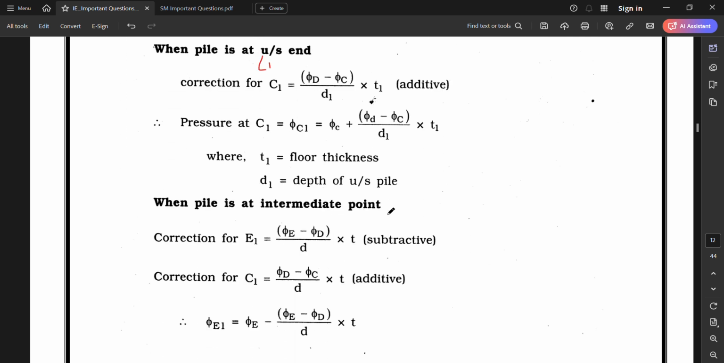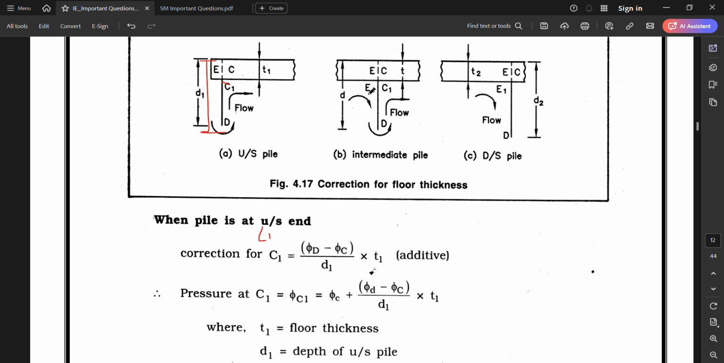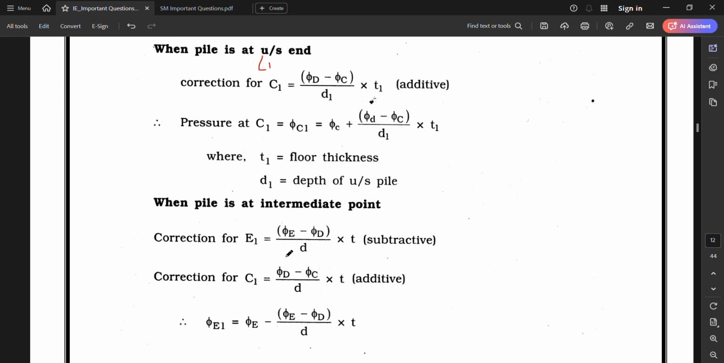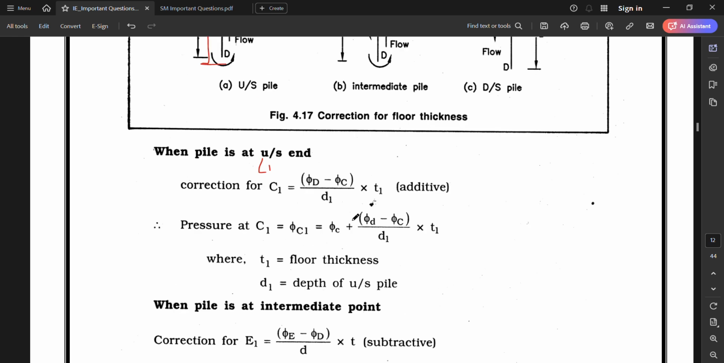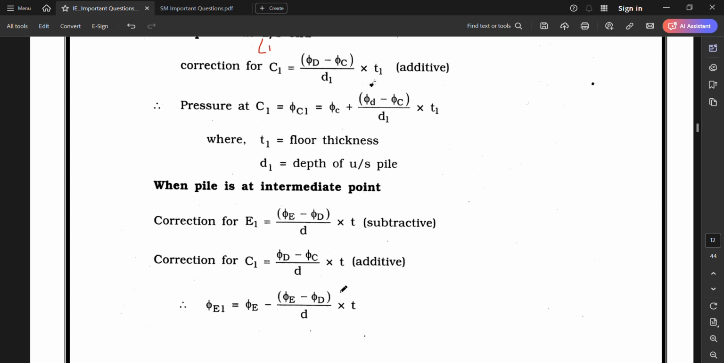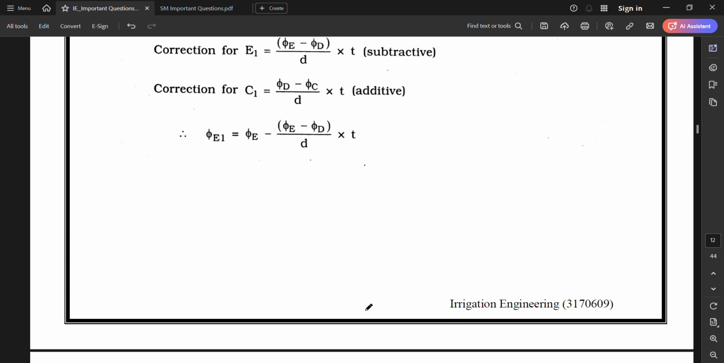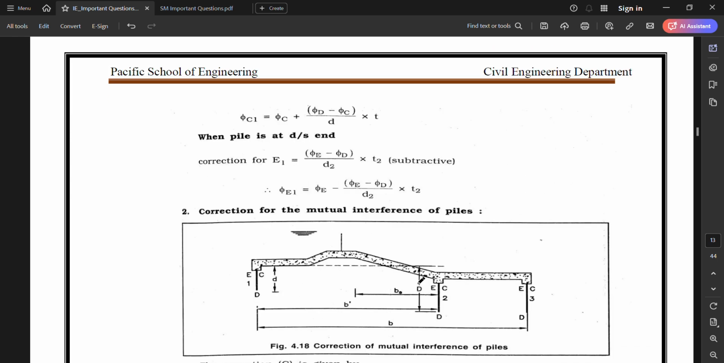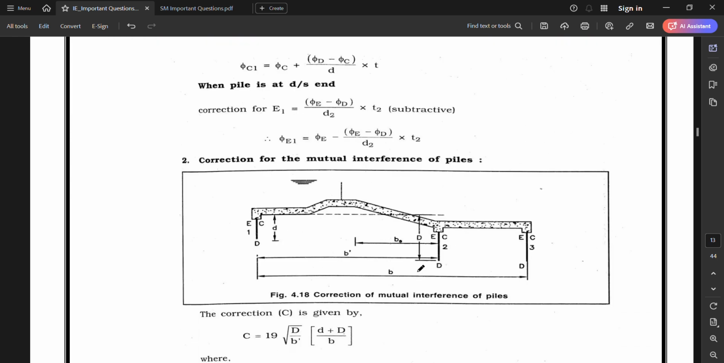Now, when the pile is at an intermediate point, we have to find the correction for E1 and C1. For E1, (phi E minus phi D) by D into T, which is subtractive, and correction for C1 is equal to (phi D minus phi C) by D into T, which is additive. So phi E1 is equal to phi E minus (phi E minus phi D) by D into T, and phi C1 is equal to phi C plus (phi D minus phi C) by D into T.